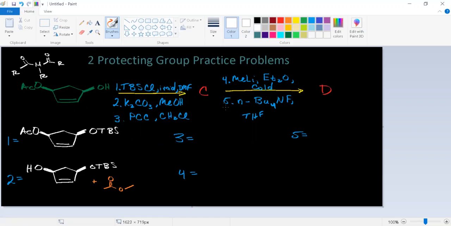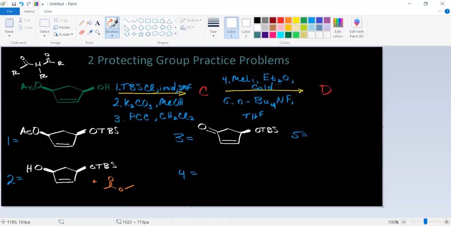In step 3, we have PCC, so we know that to be a selective oxidizer. And there should be a 2 right here. So this is methylene chloride, CH2Cl2. Methylene chloride is just a really heavy solvent for us. PCC, we know, is a selective oxidizer, so let's oxidize the only thing that we can oxidize here, and that's going to be our alcohol. So oxidizing that alcohol, we now have a conjugated pi system, so that's nice for stability, and OTBS right there.